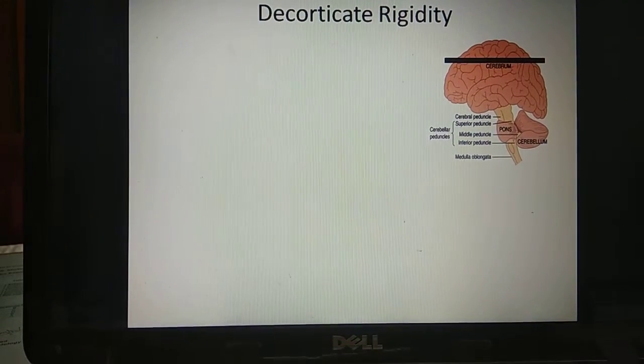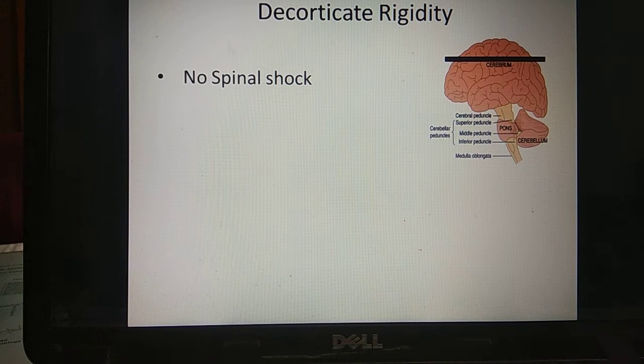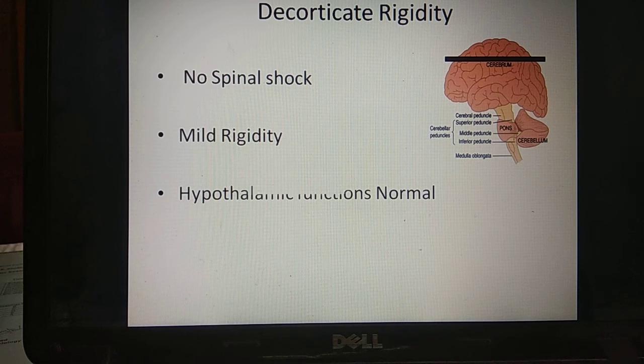Now what are the features of this rigidity in decortication? No spinal shock. As the total spinal cord is intact, we will not get typical features of spinal shock, which we get once we are damaging the spinal cord. So here the spinal cord is totally intact, so no spinal shock. Mild rigidity is there.